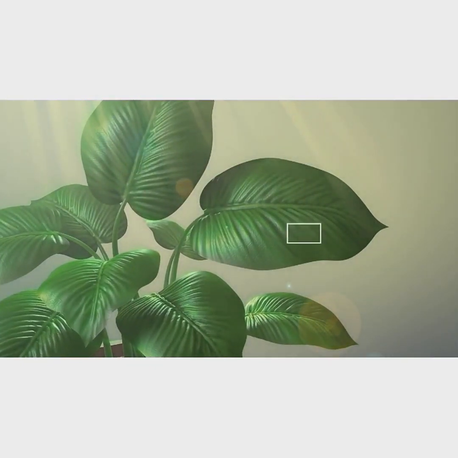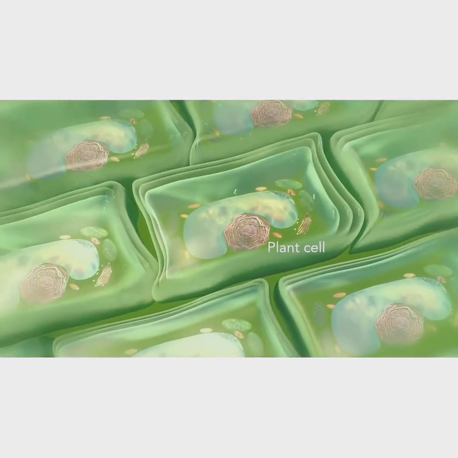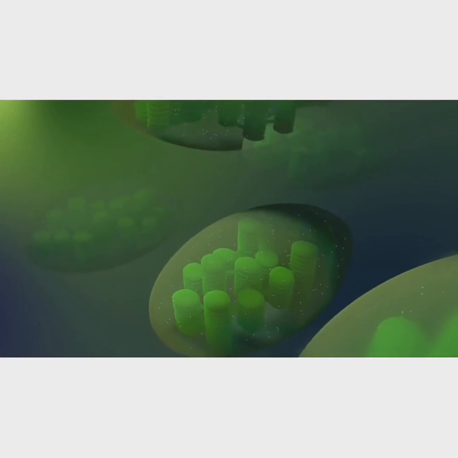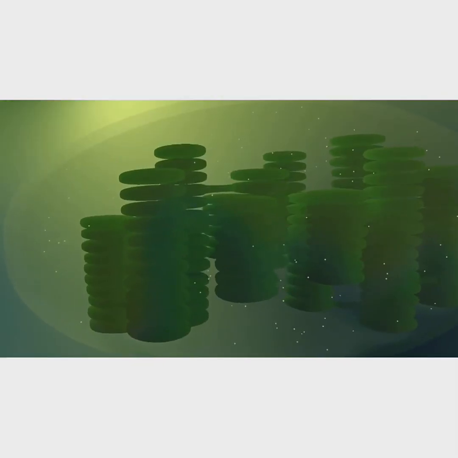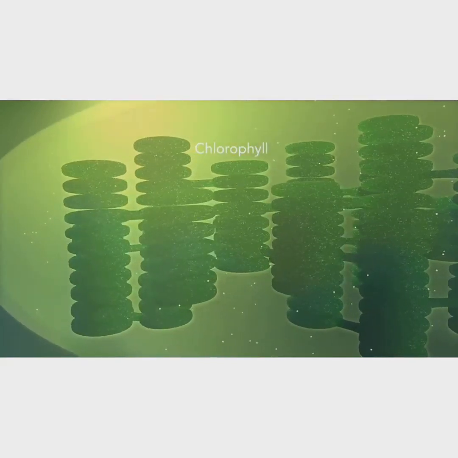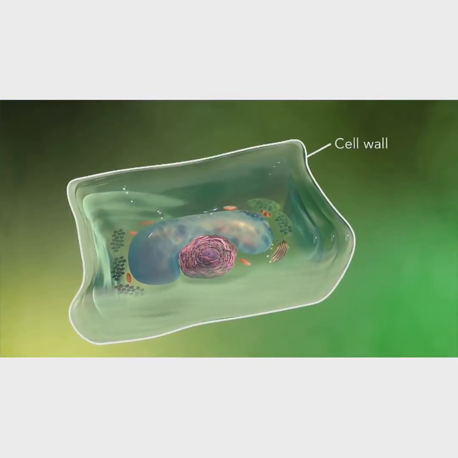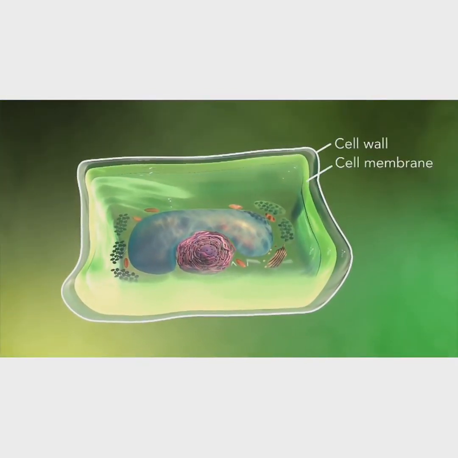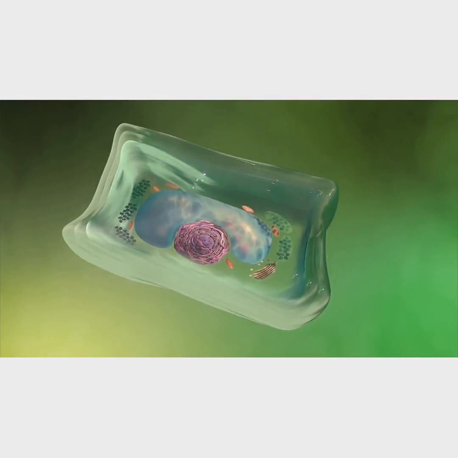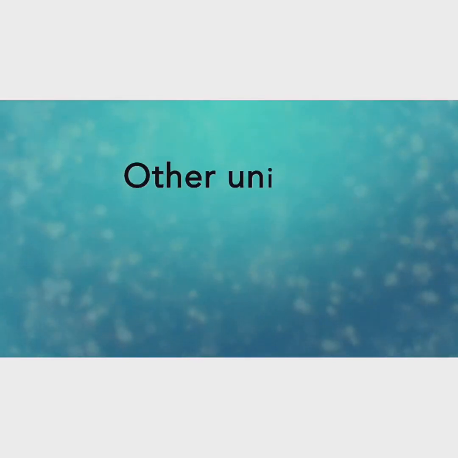Some organisms, like plants, that are photoautotrophic have cells with an organelle called the chloroplast. The chloroplast is where photosynthesis happens. Now, this is green because it has a green pigment called chlorophyll. Plant cells also have a cell wall outside of their membrane. The cell wall helps to shape, support, and protect the plant cell. Animal cells never have cell walls.